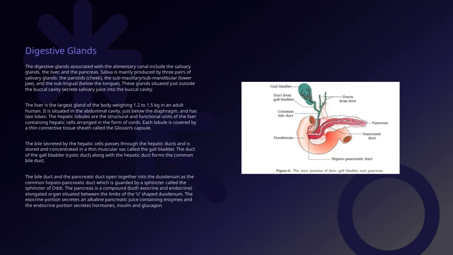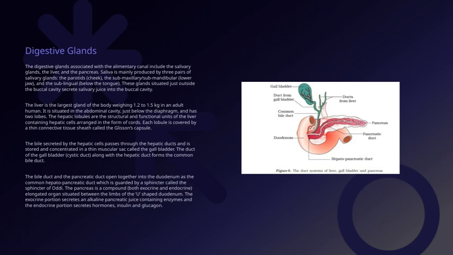The pancreas itself is a fascinating organ because it serves both exocrine and endocrine functions. It's elongated and located between the limbs of the U-shaped duodenum. The exocrine part of the pancreas secretes an alkaline pancreatic juice that contains various enzymes essential for digestion. Meanwhile, the endocrine part produces important hormones like insulin and glucagon, which help regulate blood sugar levels.